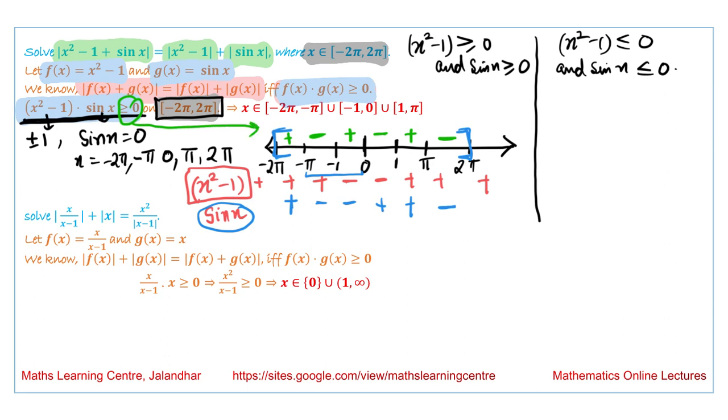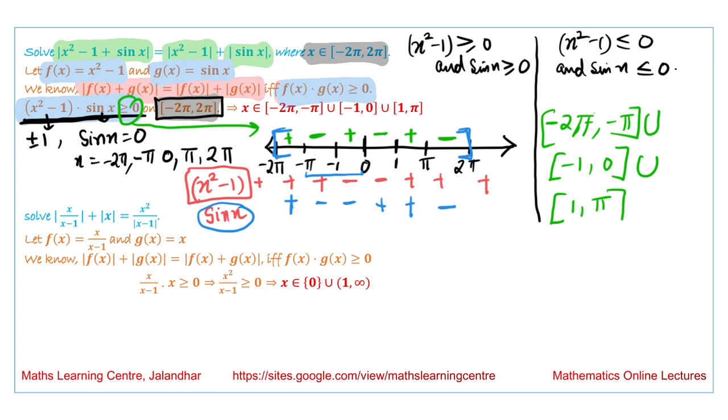So we are interested in the interval minus 2 pi to minus pi, union minus 1 to 0. All these points are included, union 1 to pi. So this is the final answer we obtain in this case: the interval is minus 2 pi to minus pi, then minus 1 to 0, and then 1 to pi. So we can use this kind of approach to solve these kinds of problems.